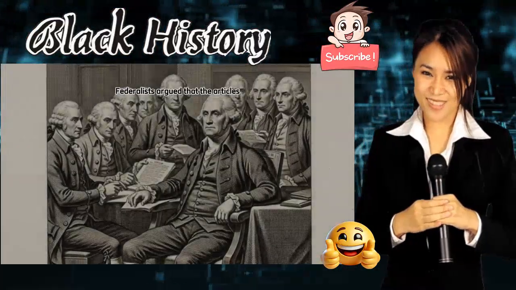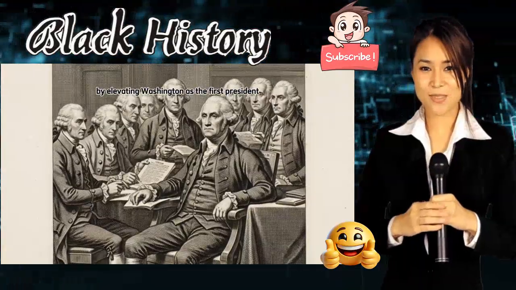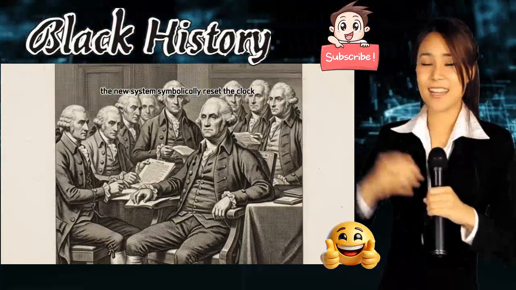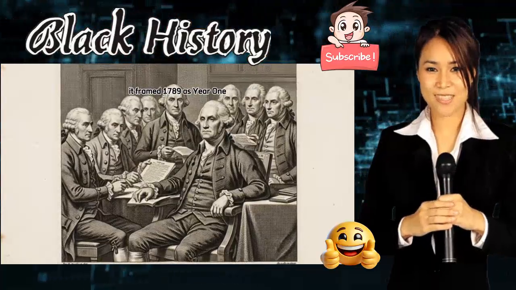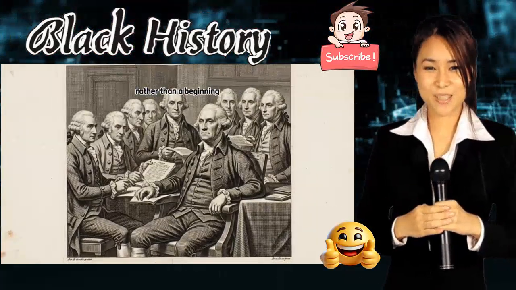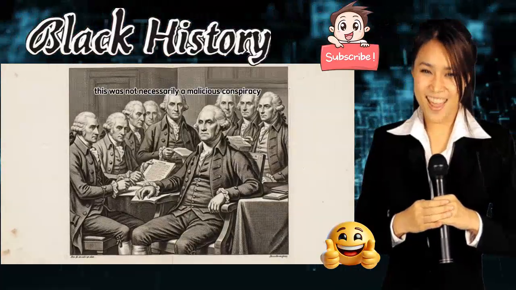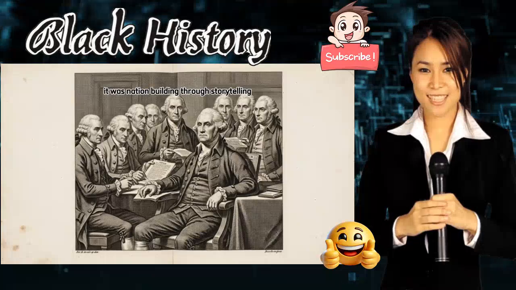Because power shapes narrative. The Constitution was framed as a corrective to weakness. Federalists argued that the Articles created a government too feeble to survive. By elevating Washington as the first president, the new system symbolically reset the clock. It framed 1789 as year one. The earlier period became a prelude rather than a beginning.